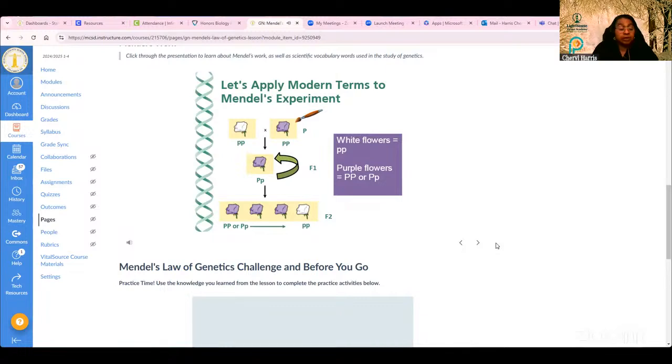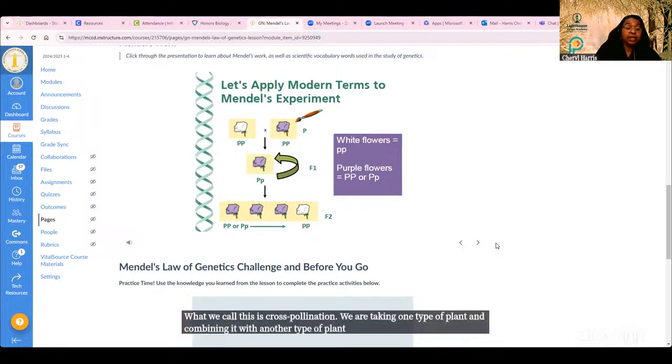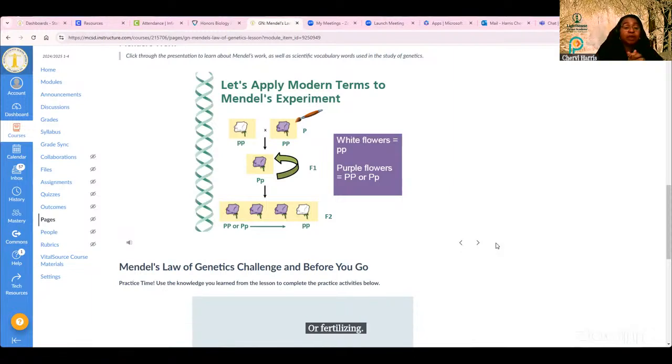Okay, so again, that's a rule that you have to understand. So what we call this is cross-pollination. We are taking one type of plant and combining it with another type of plant. So they're taking the plant that has white flowers, which is recessive, so it has two small p's, and we are crossing it. So you have that little X in the middle. That means we are crossing it or fertilizing it with a plant that has purple flowers, and that's dominant. So they have two capital P's.